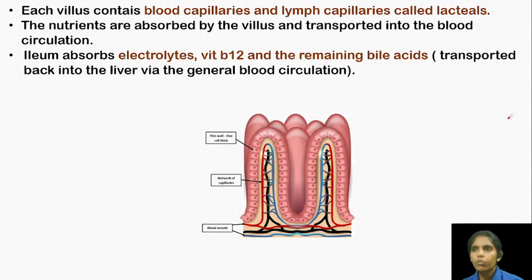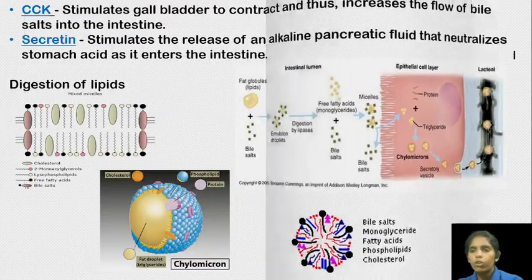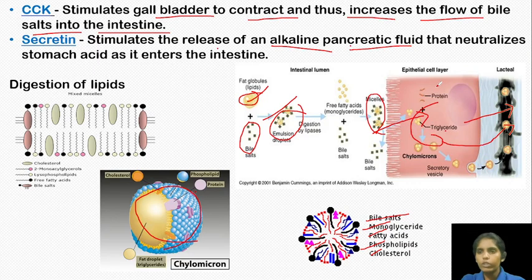A particular thing I forgot to tell you is that the bile salts will combine with the lipids and form the micelles. And once the bile salts enter the enterocytes, they will not be absorbed into the lymphatic circulation. They will remain in the enterocytes, and in the ileum of the small intestine, they will be absorbed into the blood circulation, and from the blood circulation, they will enter the liver.